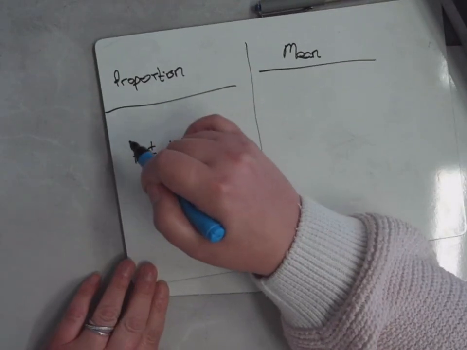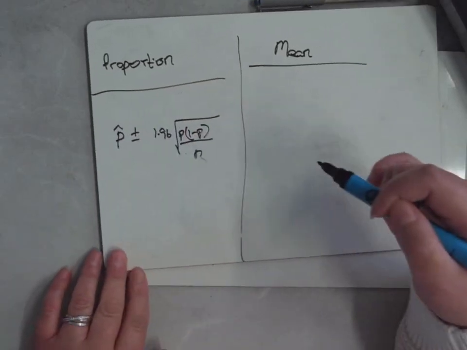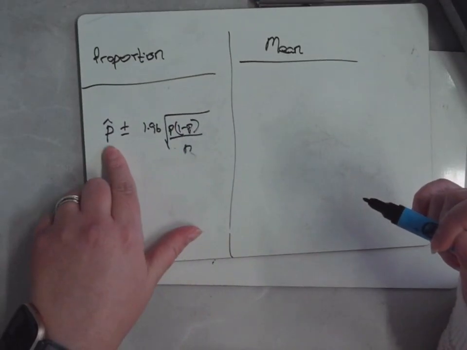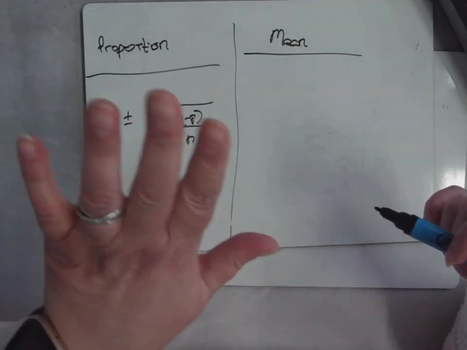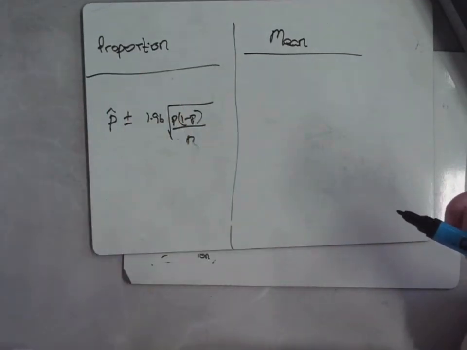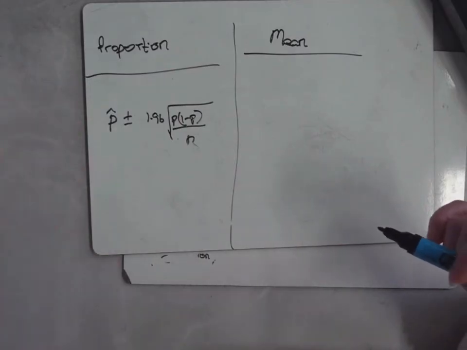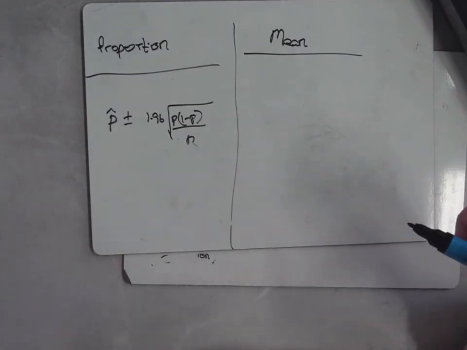To set up your confidence interval, it's p hat, whatever the survey said, plus or minus that. That's the only formula you can use for a hypothesis test for a proportion. There's no other option for proportion. That's the only formula.